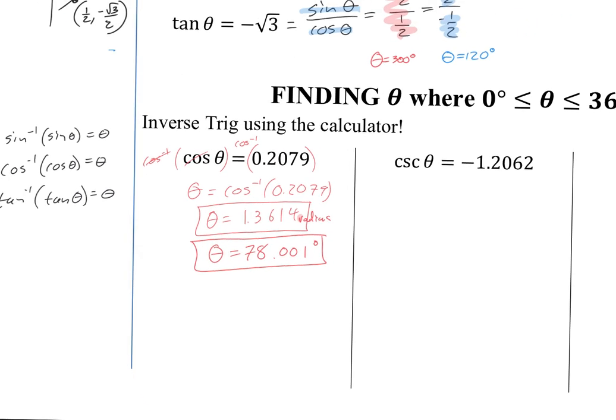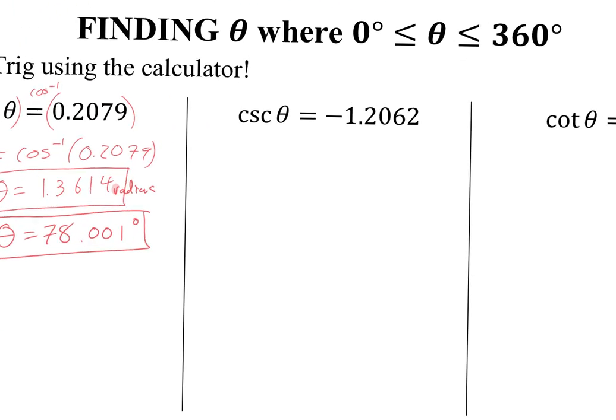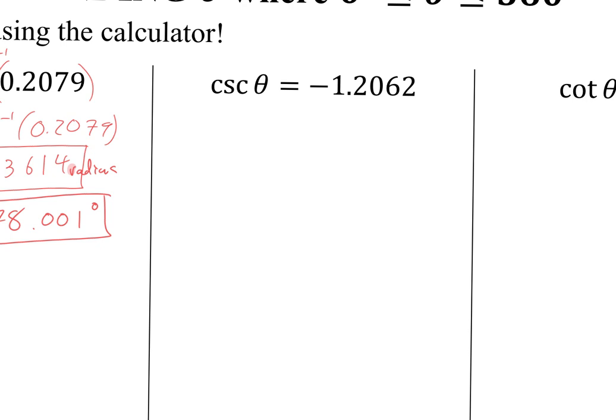All right. Okay, what about something like this with cosecant theta? Remember, though, that cosecant is just 1 over sine. So this is like saying 1 over sine theta equals negative 1.2062. I know this seems a little bit weird, but what we're going to do is think of this as being over 1 because I need to get this all by itself.